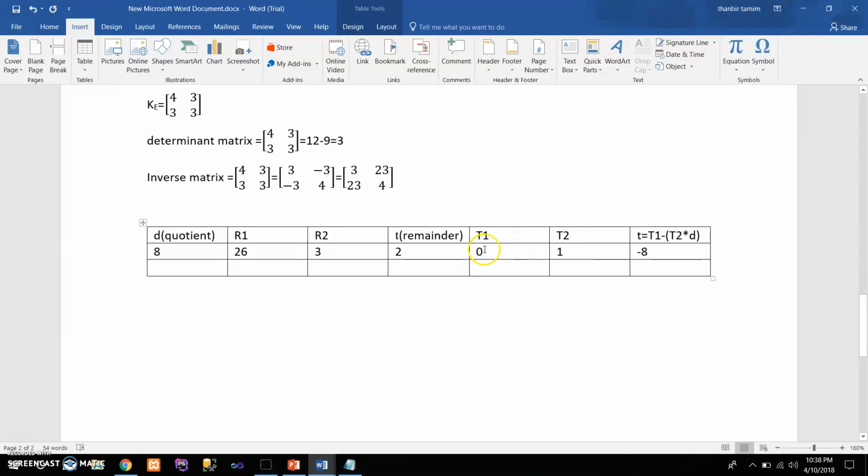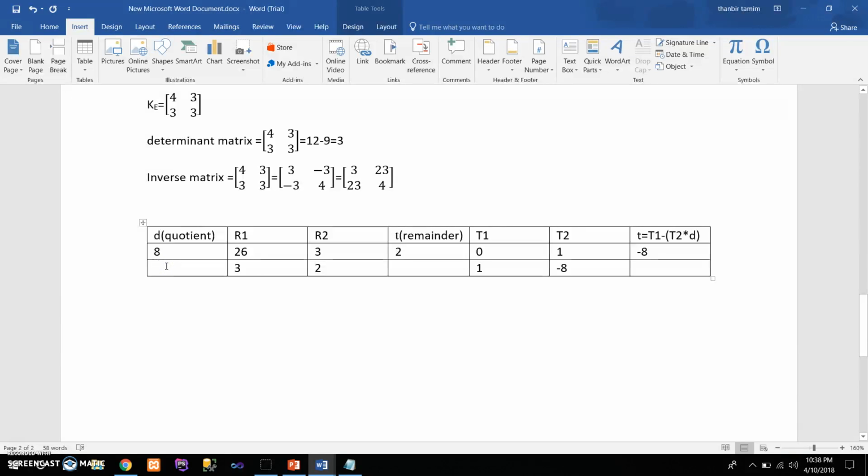So the value of t will be minus 8. The value of t1 minus the value of t2, 1, into 8. So 0 minus 8, so our total value is minus 8. And I think you have to understand this. This minus 8 will come in this cell in the next row, and this 1 is coming in this cell in the next row, and this 2, the remainder, will come in this cell, and this R2 will come in this cell. So again we will do the same process.